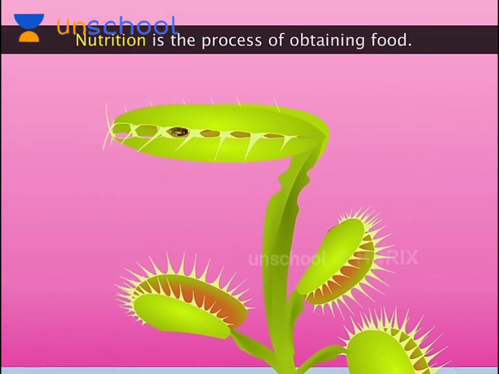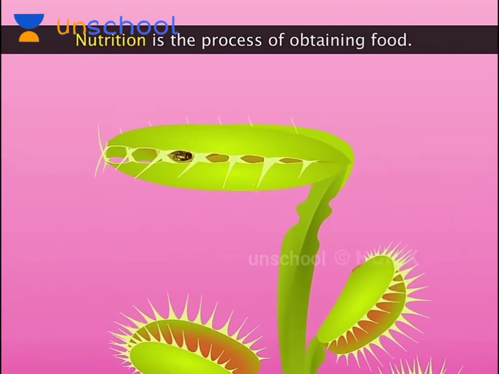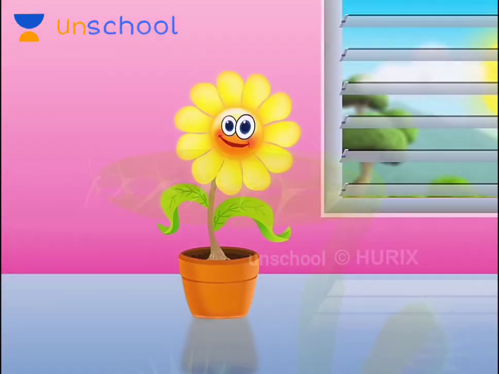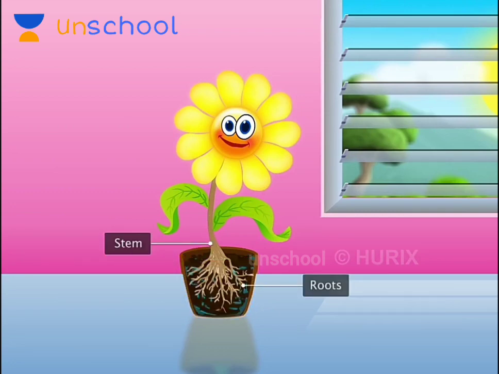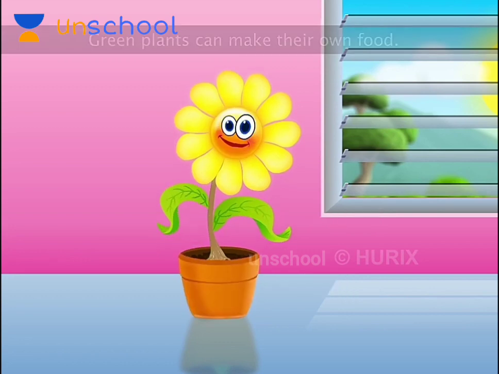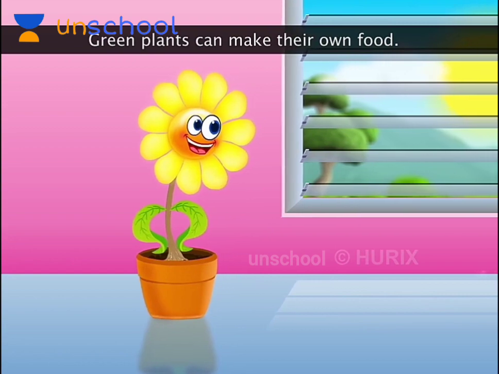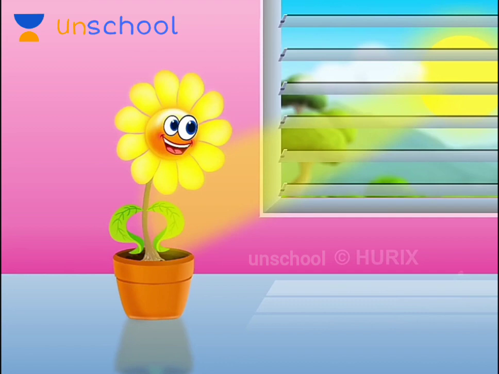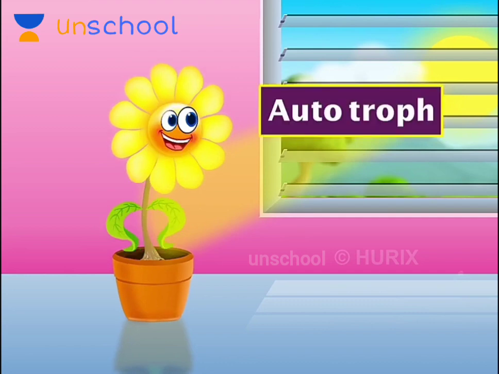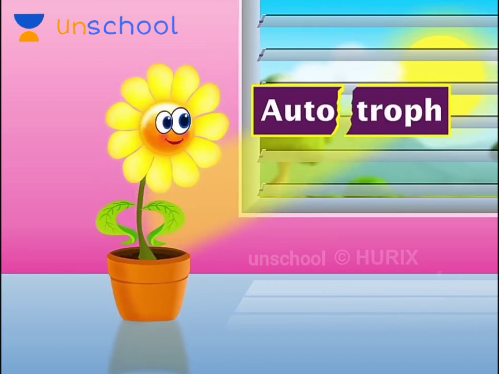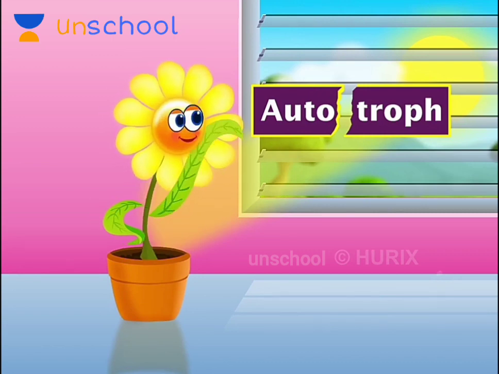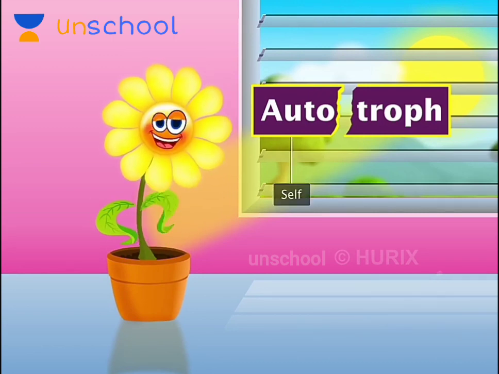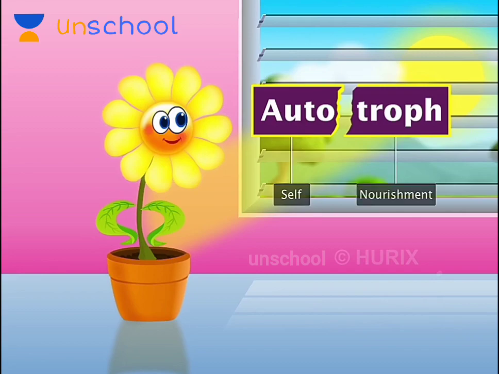Nutrition is the process by which food or nourishment is obtained. Most plants that we see have roots, stem, and green leaves. These green plants can make their own food in the presence of light. Such plants are called autotrophs. Auto is from the ancient Greek autos, meaning self, and troph, from trophos, meaning nourishment.